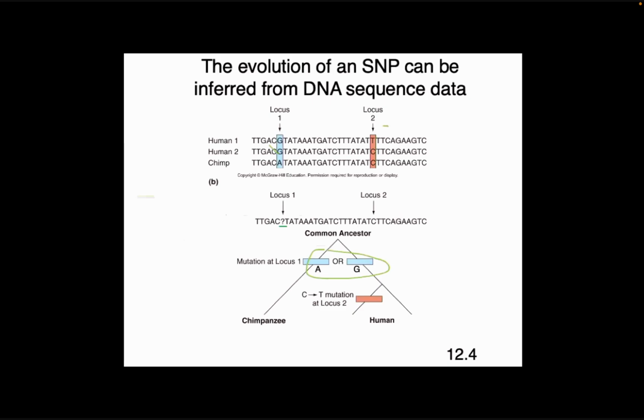Locus 2, on the other hand, shows that chimp has a C, and one human has a C, the other has a T. That suggests that the difference from C to T arose after humans separated from chimps. So that's why you see that down here. Here's the CT change, first occurred in the human lineage.